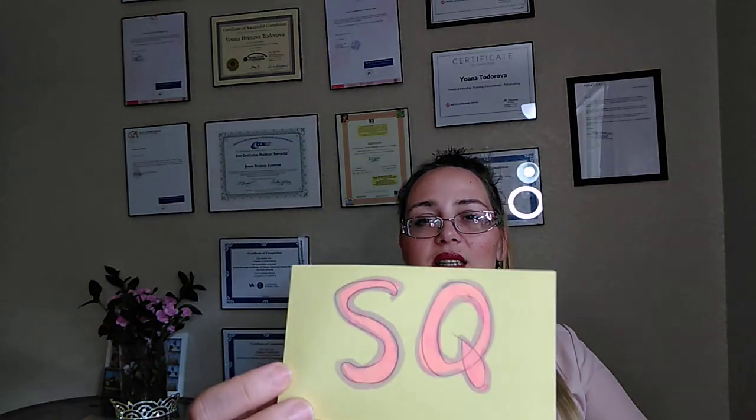SQ is square in America. Min or M, I just write sometimes M, sometimes MIN for minute. And H for hour. That was my short video about how to create abbreviations with measurements and times, American and European style of measurements.